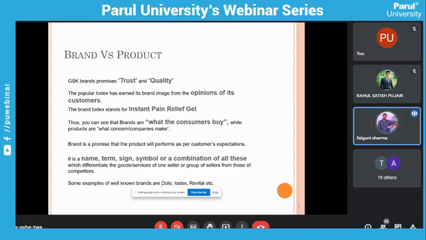It is a name, term, sign, symbol, or a combination of all these things which differentiate the goods and services of one seller or group of sellers from those of competitors. Take the example of Dolo, that is paracetamol. There are a number of paracetamols in the market, like Laxon. But Dolo creates something different in paracetamol itself that no one else is giving.